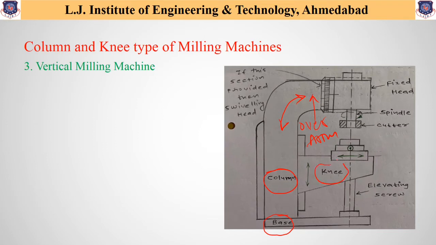Next part is the knee, then saddle, next part table, and elevating screw. So these are the basic parts which we discussed in our previous lecture also, which are commonly available in column and knee type milling machine.